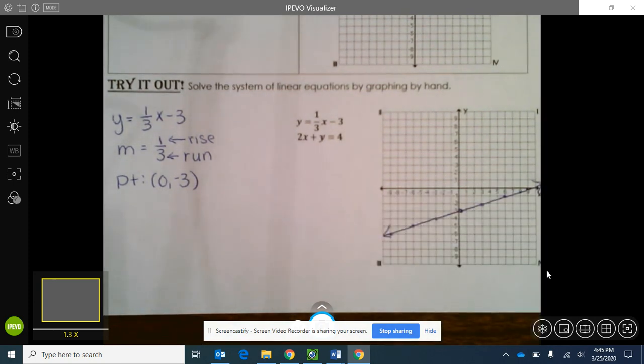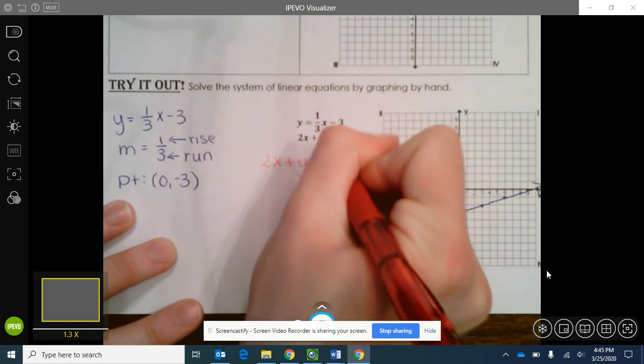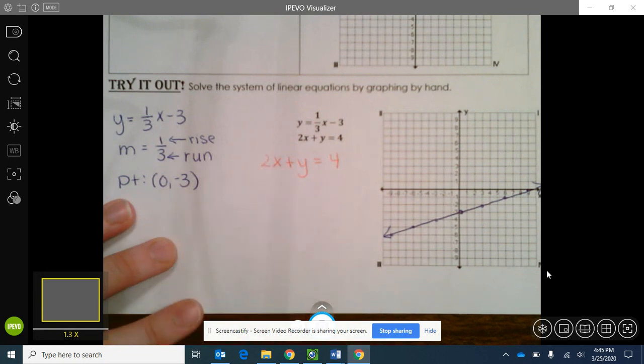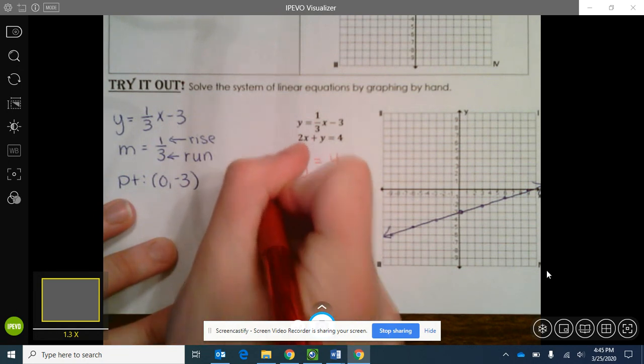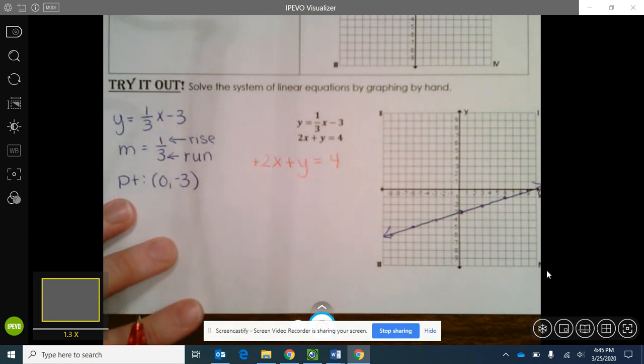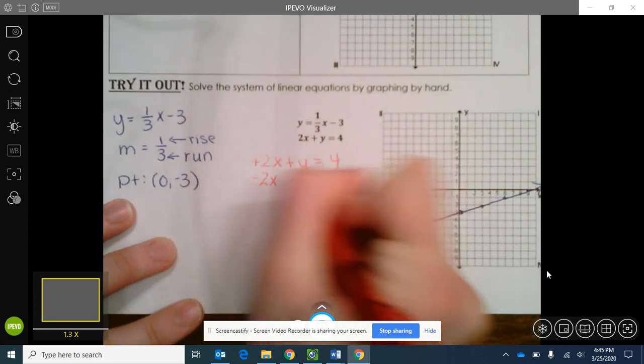Okay, now for our second equation, you will notice that it is not solved for y. So here's our second equation. Y is not by itself on the left-hand side of the equation. We have an additional 2x there. Now it's a positive 2x, so I'm going to use an inverse operation to take the 2x to the other side of the equation. Because it's positive, my inverse operation is going to be subtraction.